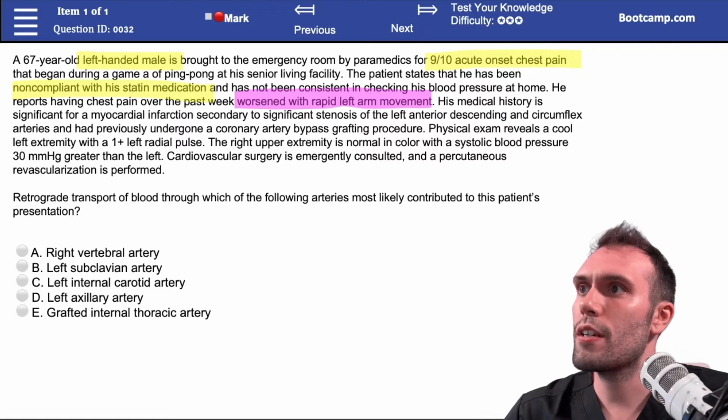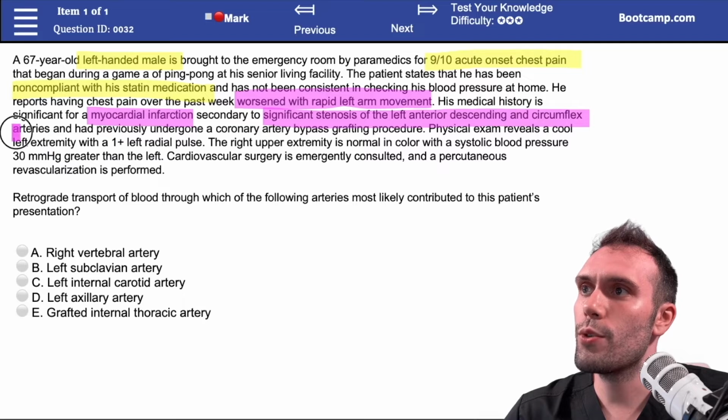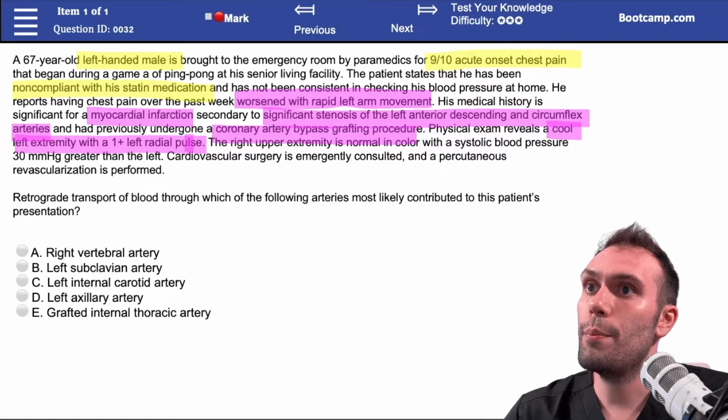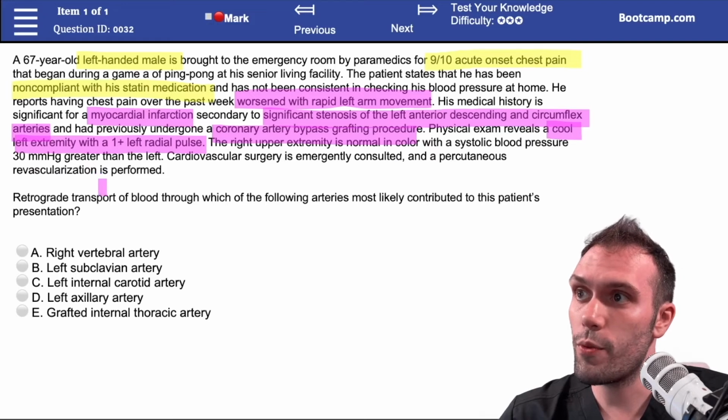His medical history is significant for, again, also important, myocardial infarction secondary to significant stenosis of the left anterior descending and circumflex arteries. He has previously undergone a coronary bypass grafting procedure. Physical exam reveals a cool left extremity, with a 1+ left radial pulse. The right upper extremity is normal in color. Systolic blood pressure is 30 greater than the left. Cardiovascular surgery is emergently consulted, and a percutaneous revascularization is performed.